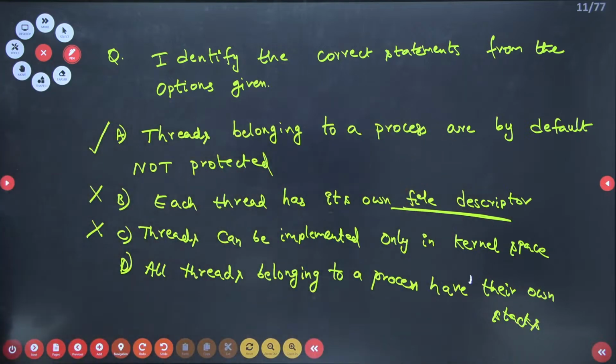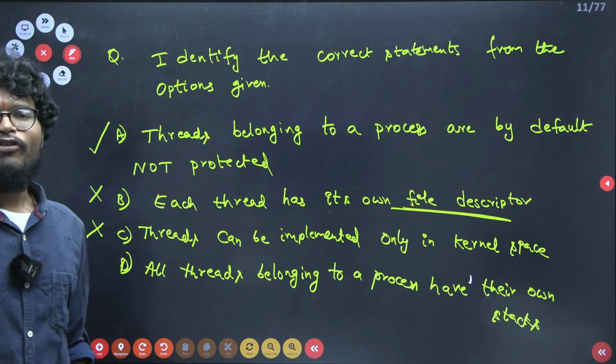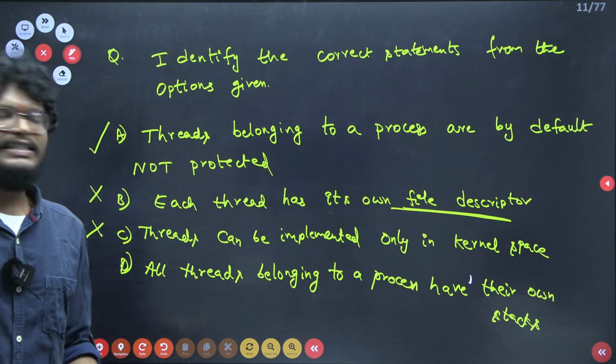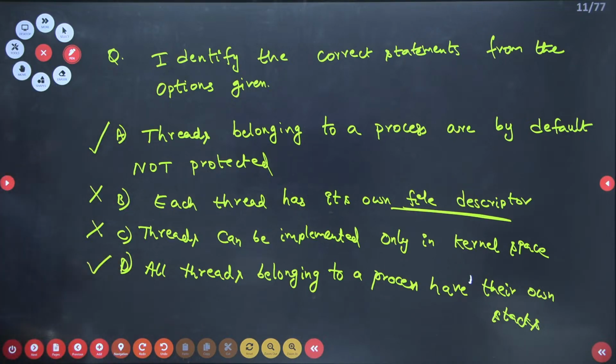This is true. As we discussed before, on a per-thread basis we have registers and stack. So the stack will be separate for each thread. All other things are shared among the threads for a given process. So option A and option D are the correct answers. Option A and option D are the correct statements.